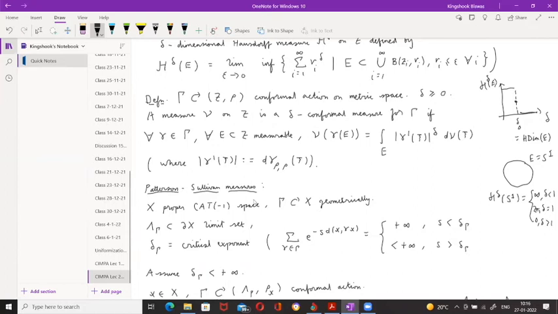But my point was, as this delta dimensional Hausdorff measure is defined for any metric space, can we get some space X in which I have some subset E, for which the delta dimensional Hausdorff measure is always infinity for any delta?